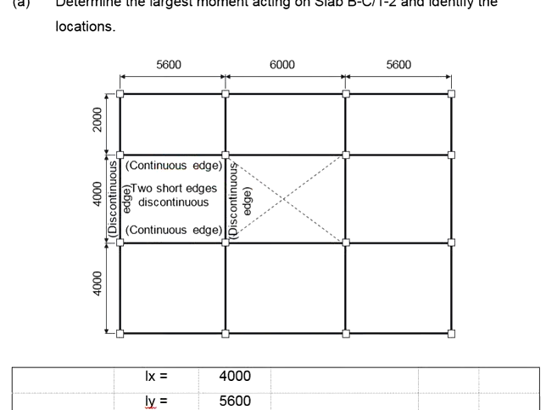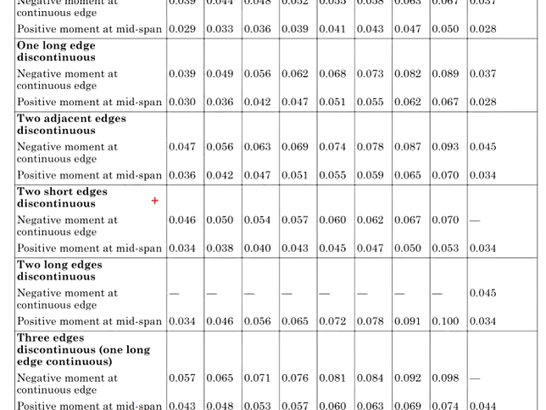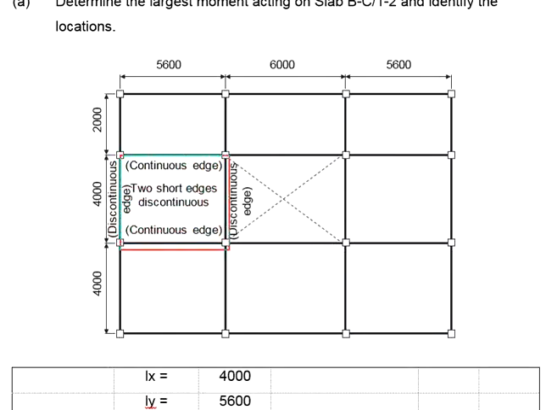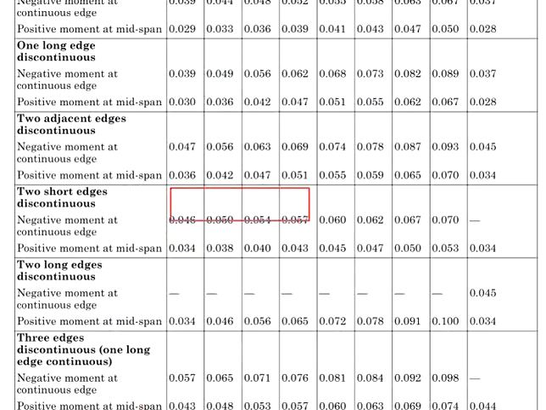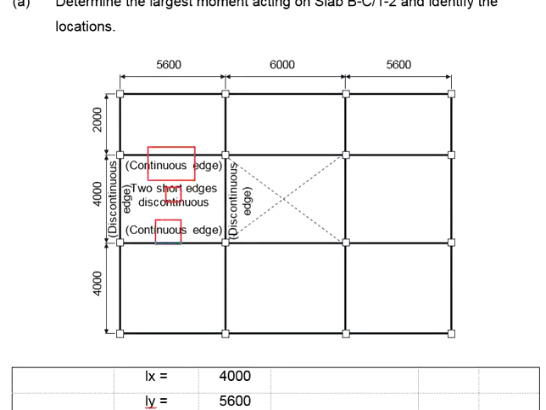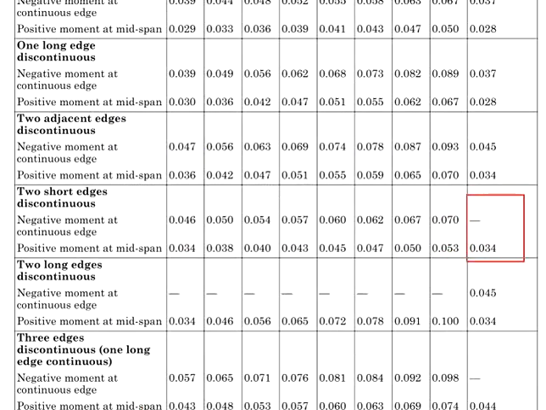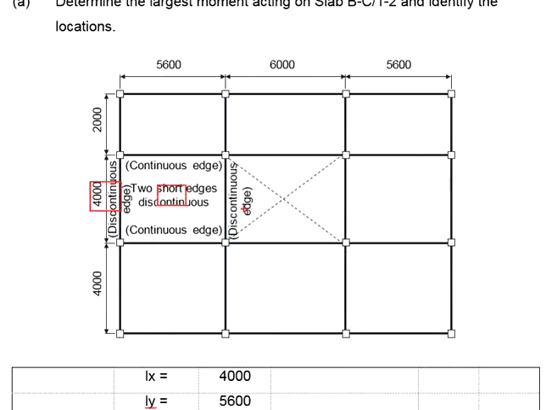Continuous edge will have moment, whereas discontinuous edge is without moment. By looking at the coefficients here, when there is a number for the coefficients, that means there will be moment. Whereas when there is no number here, that means there won't be any moment. Therefore, when you come back to this slab here, you know that the coefficients at the shorter span are meant for this, and this. Whereas the coefficients at the longer span, there is no moment at the support, then you know that you are talking about these three.